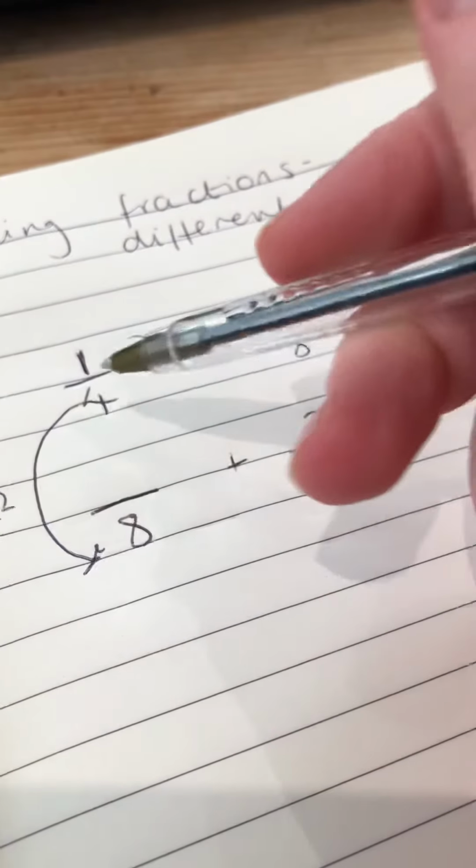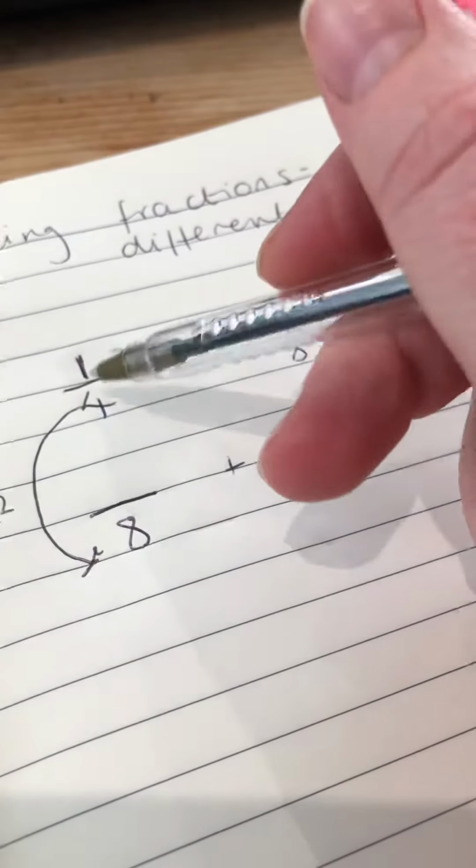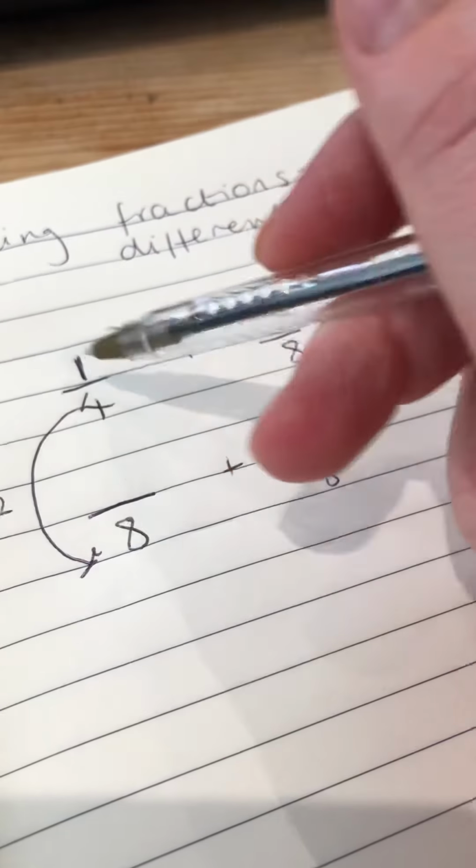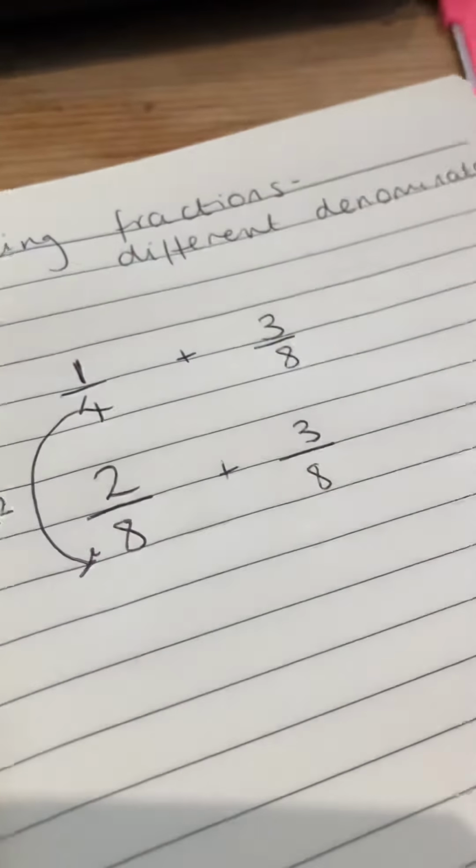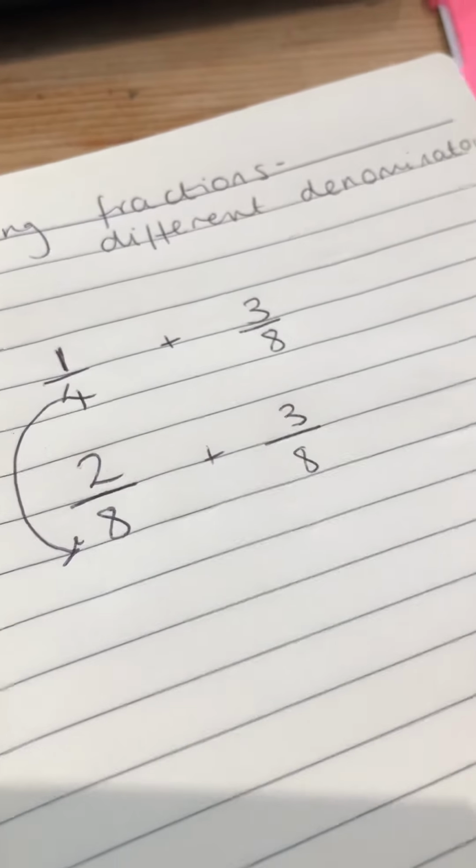And what I do to the bottom, I must do to the top. So if I've times this by 2, then I must times my numerator by 2. So 1 times 2 gives me 2. So then I've got 2/8 plus 3/8.